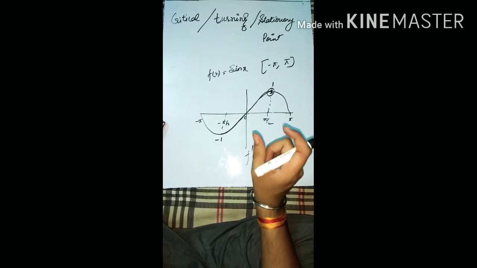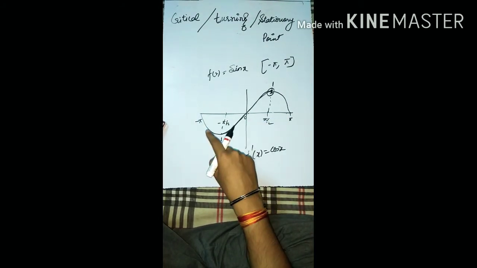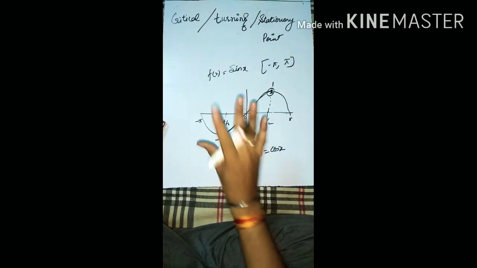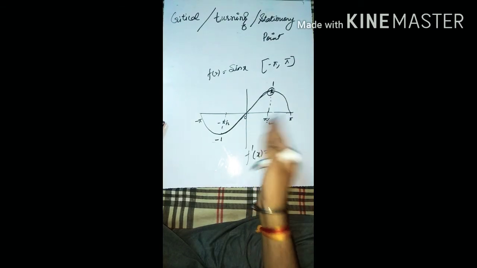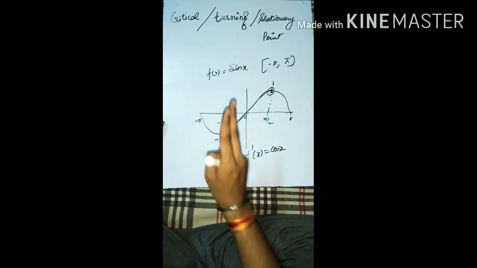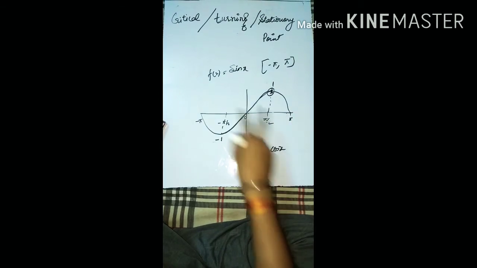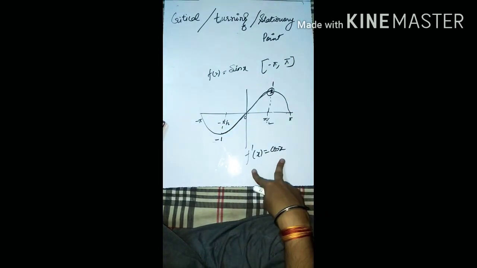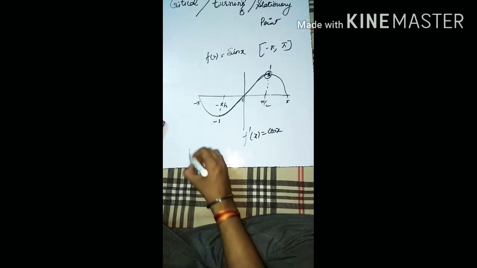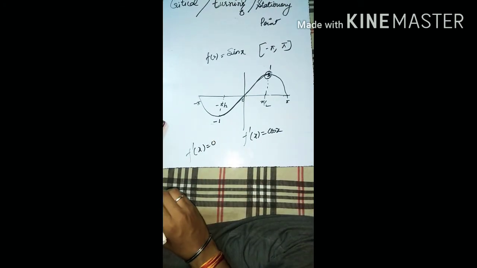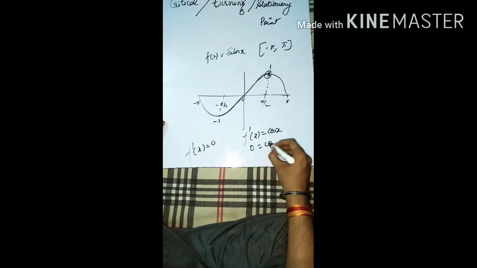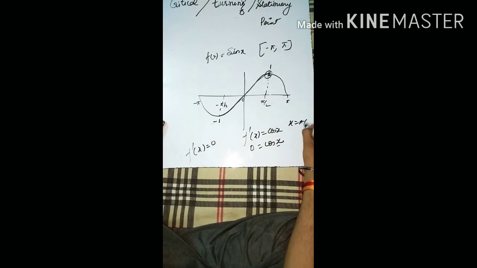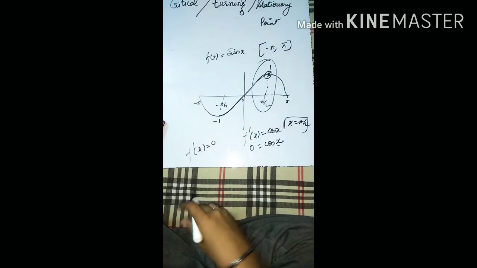One very important point you need to note: to find the critical point, turning point, or stationary point, your f(x) should be differentiable. If and only if f is differentiable, then only can you find the critical, turning, or stationary point. As this is a trigonometric function, it is differentiable, f'(x) = cos x, and you put f'(x) = 0. So 0 is equal to cos x. At what value do you get cos x equal to 0? At x equal to pi by 2. So we got the answer pi by 2.